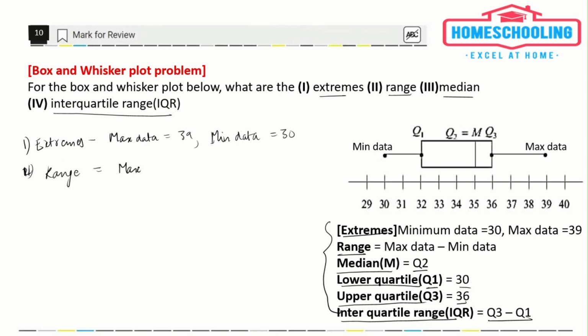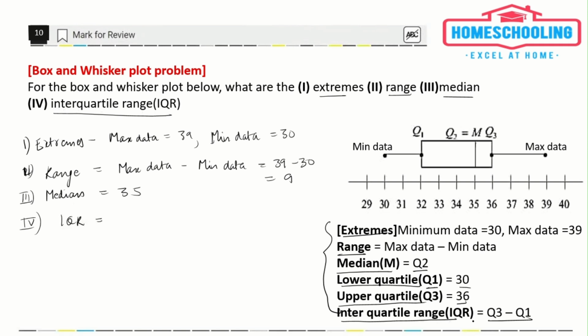Range is equal to maximum data minus minimum data. So the maximum is 39 and the minimum is 30. So 39 minus 30 is 9. In the third part, we have to find the median. Median is always equal to Q2, that is the vertical line in the rectangle. As we can see, the median is at 35. So the median is 35.